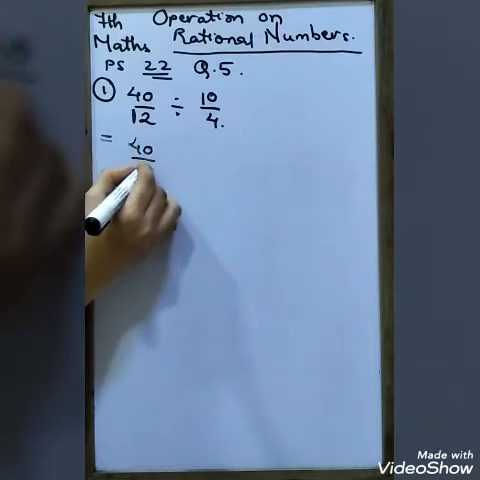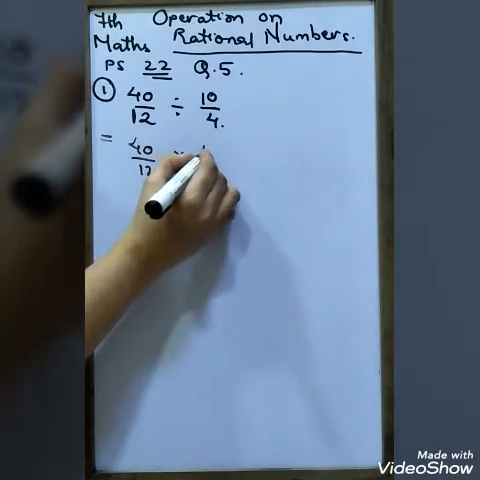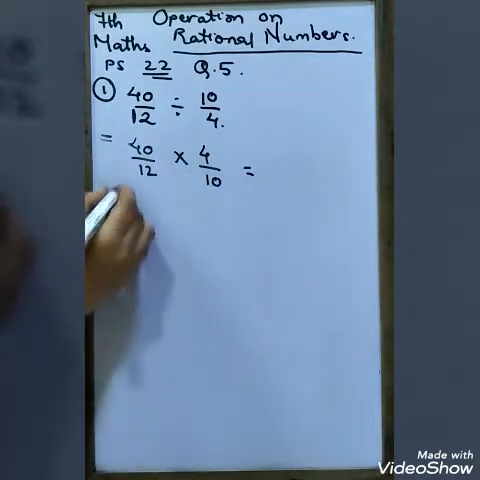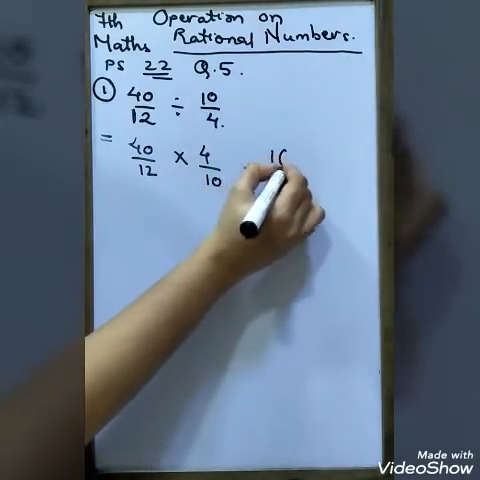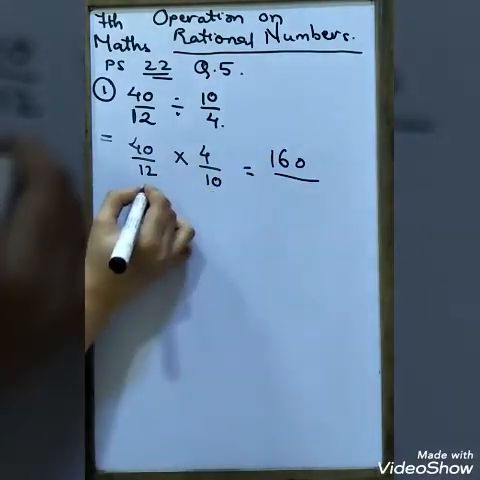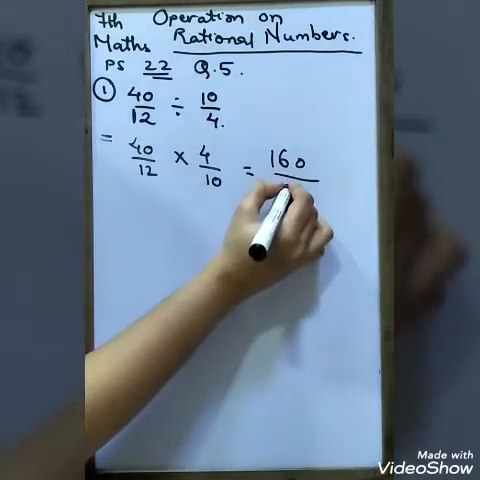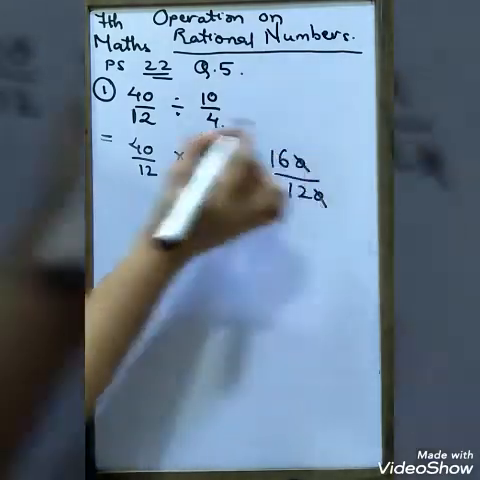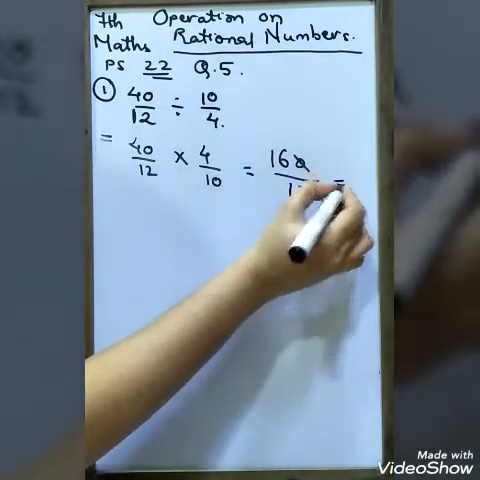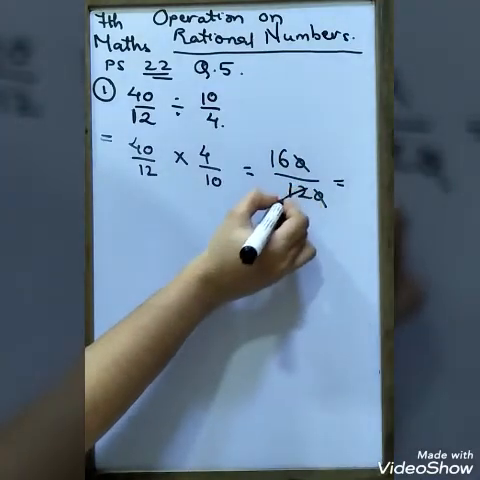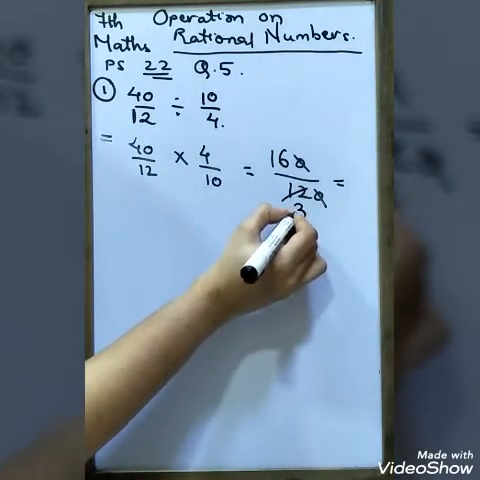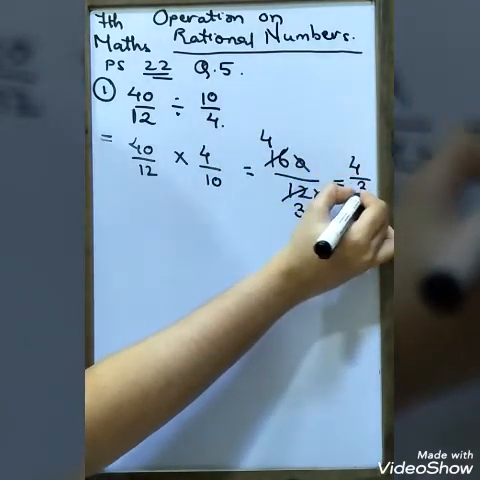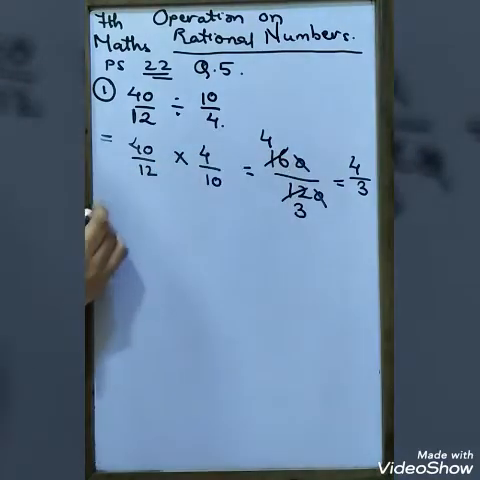So we write 40 upon 12 into 4 upon 10. If we multiply it, 4 4s are 16, so it will be 160, and 12 10s are 120. Now this one and this one get cancelled. With the table of 4 we will divide it. 4 3s are 12, 4 4s are 16. So here 4 upon 3. The answer is 4 upon 3.